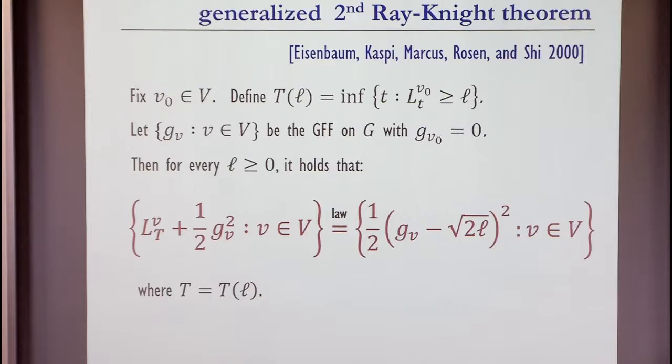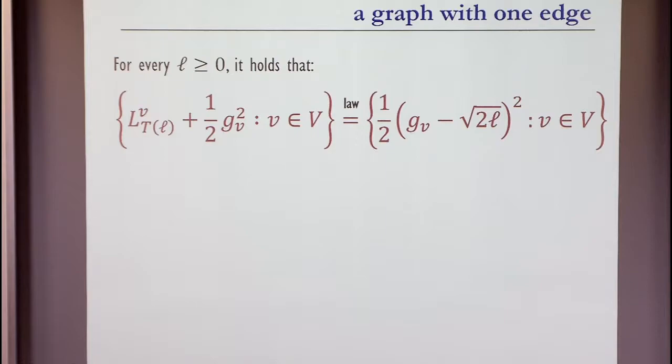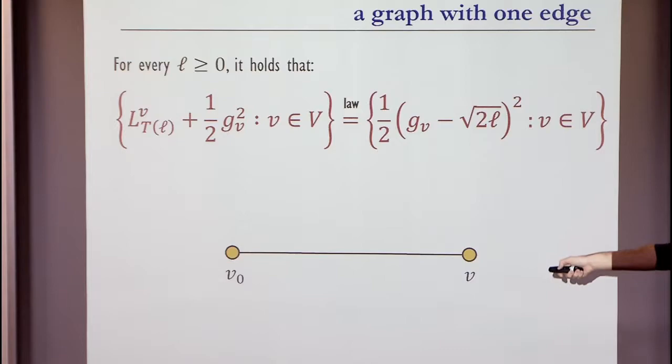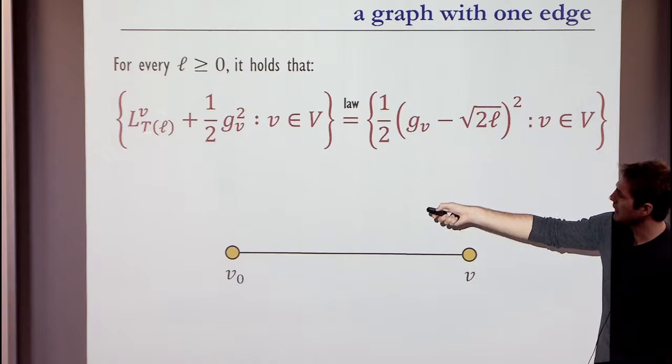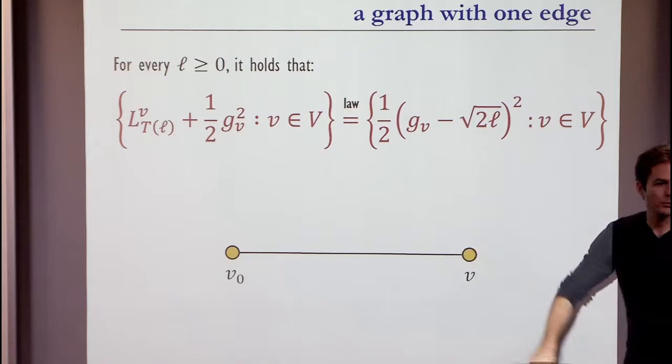Okay. So just to understand this and how amazing it is, let's just see what happens for a graph with a single edge. So we'll have a graph with one edge, a node V0 and a node V. This equality of law only has one interesting thing in it, only V is interesting. V0, obviously, this is L for V0, and this is 0, and this is 0, so this side is also L. So one part of the law says that L equals L. That's not surprising to most of us.